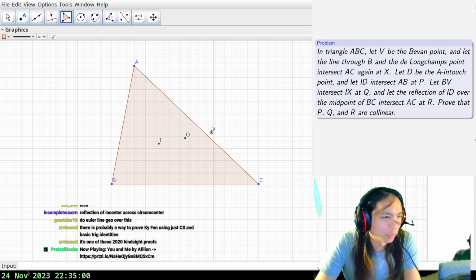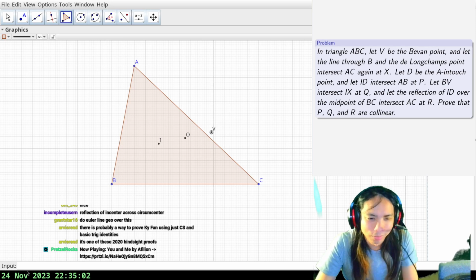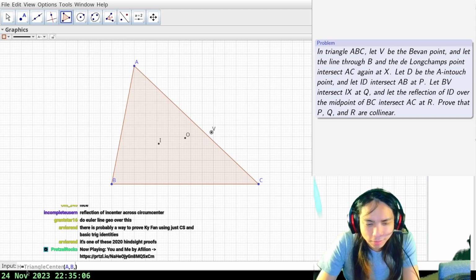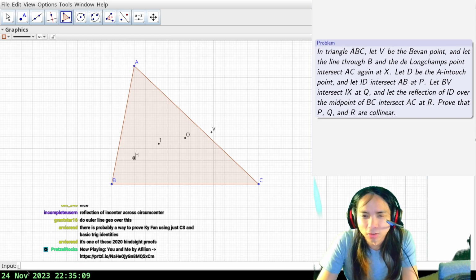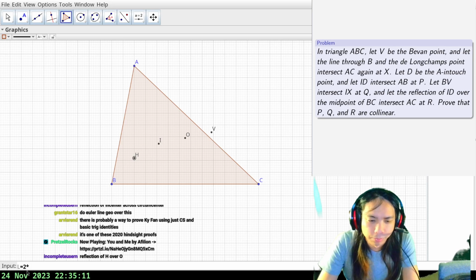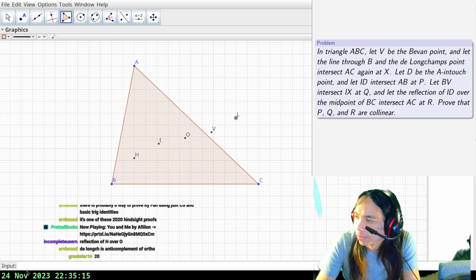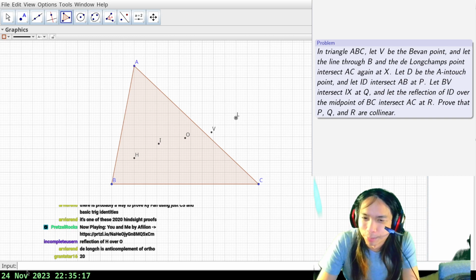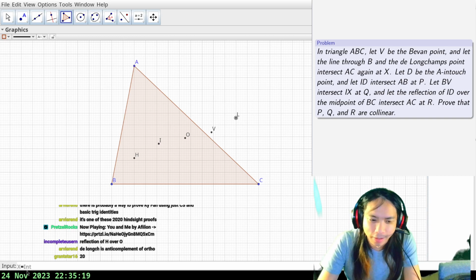which one is the De Longchamps? It's H-O-L? Okay. H equals triangle center. De Longchamps, L, is the reflection of O over H, right? It's that one? Where, okay, let the line through B and the De Longchamps point intersect AC again at X, you know?